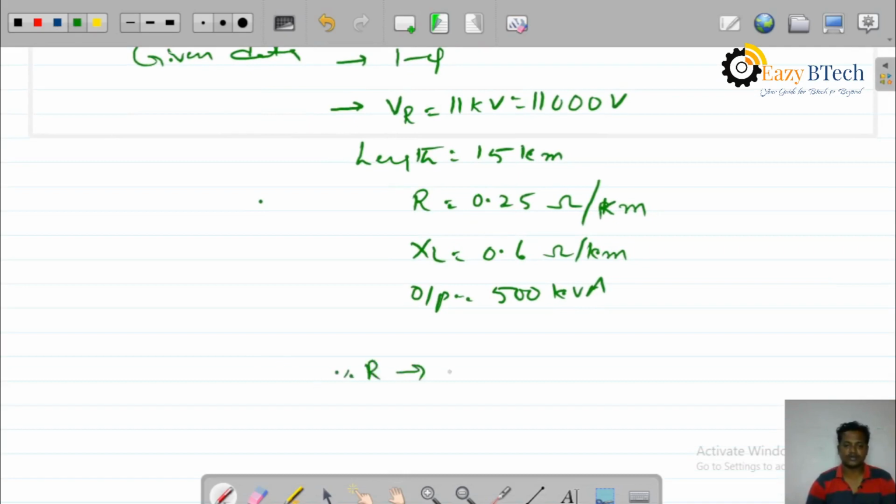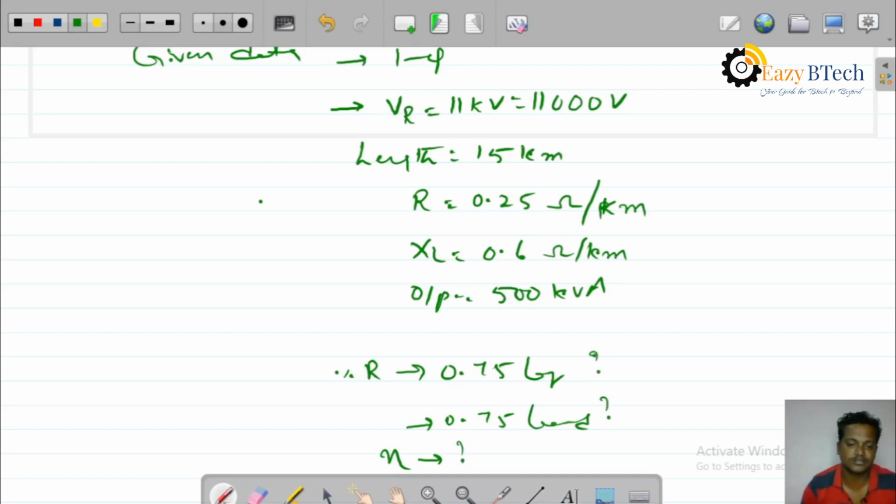Percentage regulation for 0.75 lagging, 0.75 leading, and efficiency of the line. Okay, we have to calculate the regulation for 2 cases and the efficiency of the transmission line.